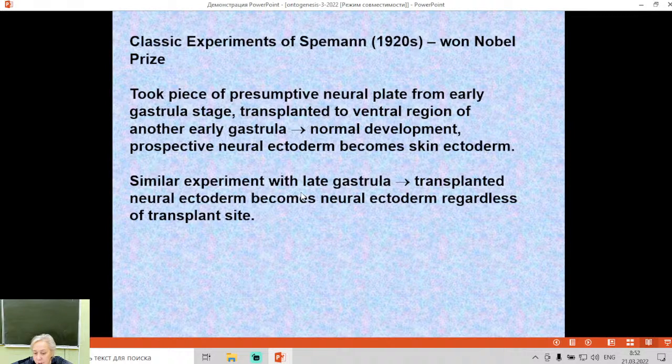Similar experiment with late gastrula. Transplanted neural ectoderm becomes neural ectoderm, regardless of transplant site. It's independent differentiation. The previous one is an example of dependent differentiation.